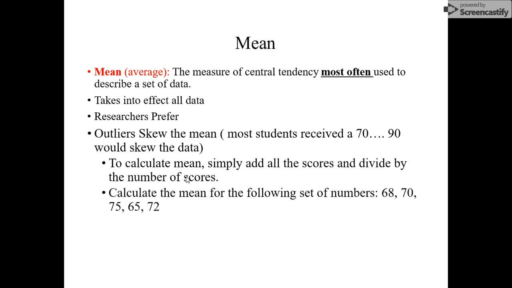So calculate the mean for the following set of numbers, and you could pause it and practice this if you want: 68, 70, 75, 65, and 72. So I'd add all of them up and then divide by 5. The answer should be 70.